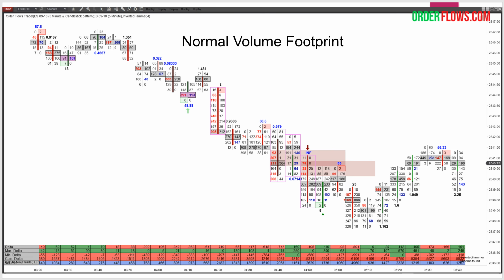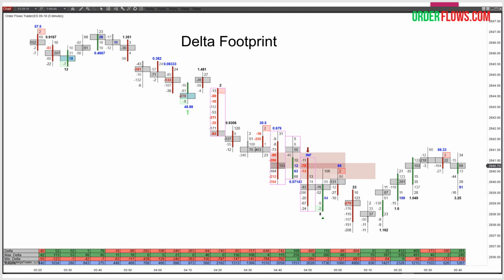If you're familiar with a normal volume footprint chart, this is what it looks like. This is the E-mini 5-minute bar chart. You can see the volume traded on the bid versus the volume traded on the offer at each price level, and you can see the imbalances. Now, the delta footprint takes the delta, the difference between the volume traded on the bid versus the volume traded on the offer.